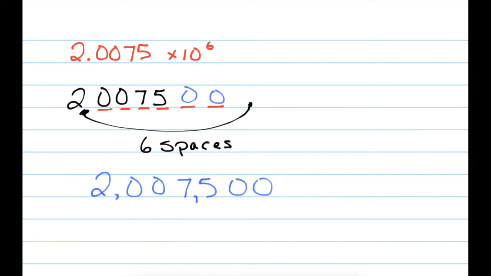Now, as I said, we can use it for very large numbers, which we've been doing, or we can use it for very small numbers. Very small numbers are a little bit different. Now we know that for scientific notation, we want our decimal place to be between the 5 and the 7.